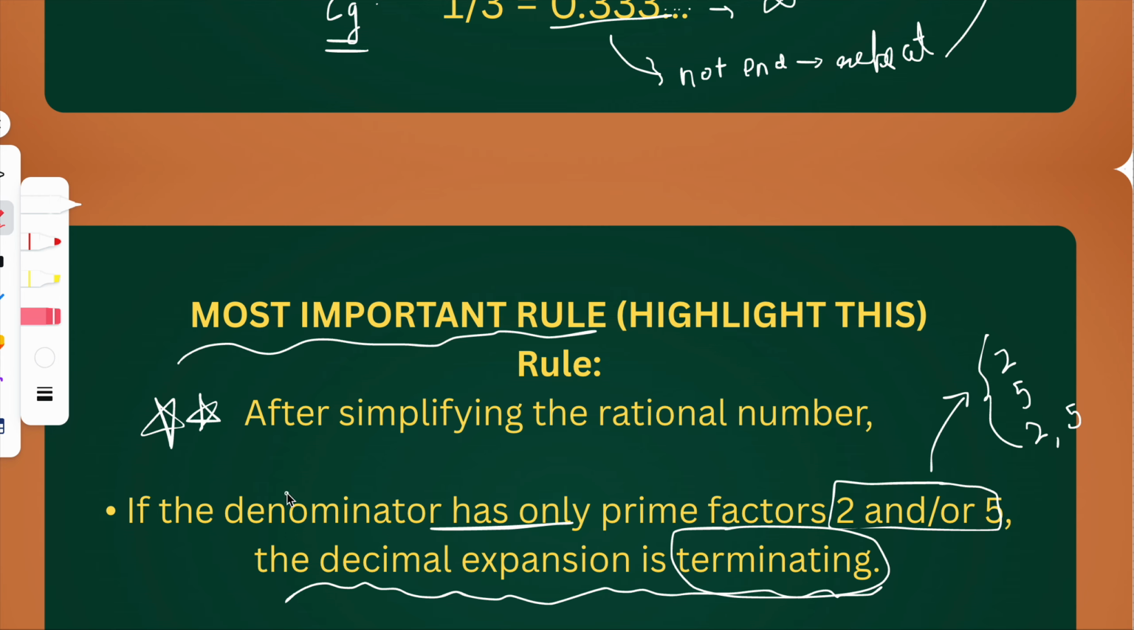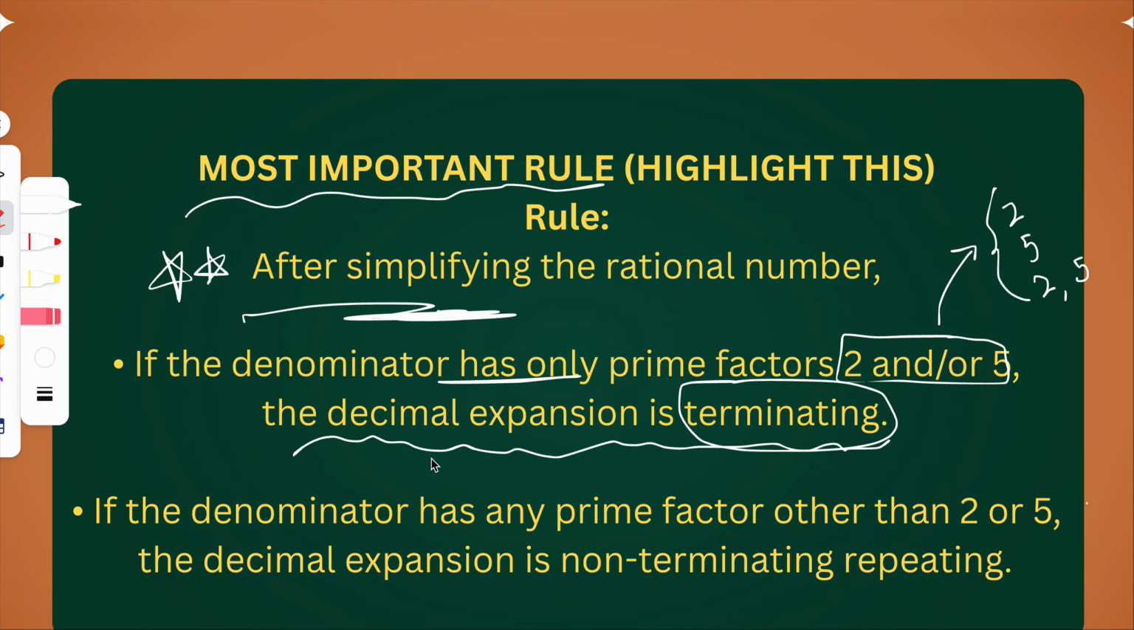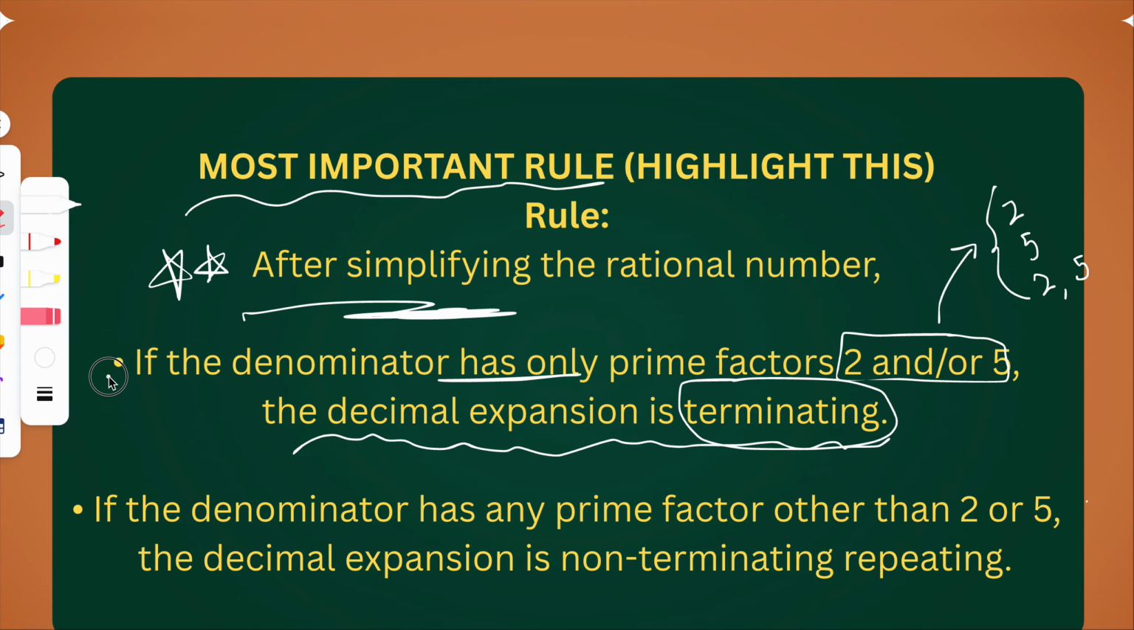So the main important thing is, please don't forget simplifying the rational numbers before checking. After simplifying the rational numbers, if the denominator has only prime factors 2 and/or 5, basically या तो 2 हो, या तो 5 हो, या तो 2 और 5 दोनों हो, then the decimal expansion is terminating. Got it?